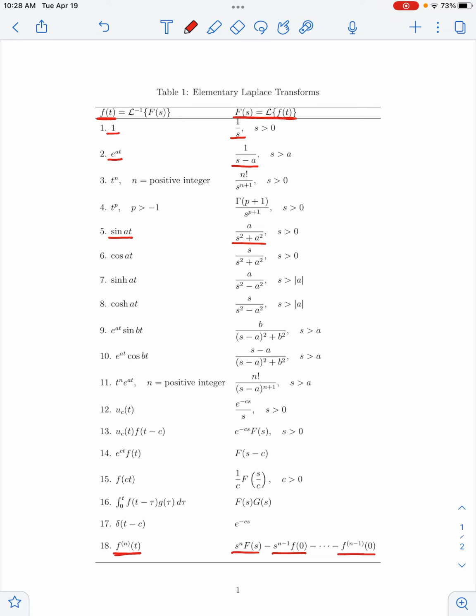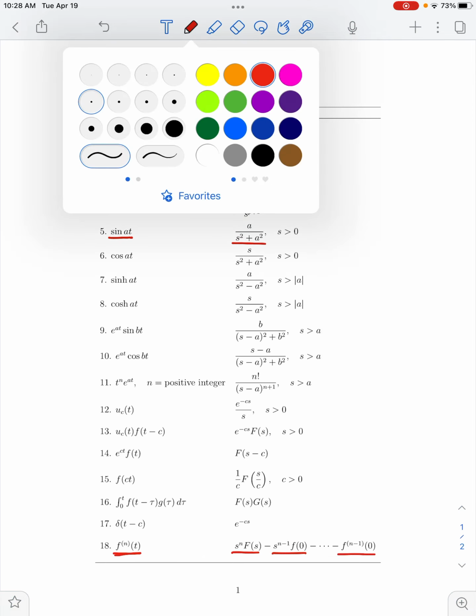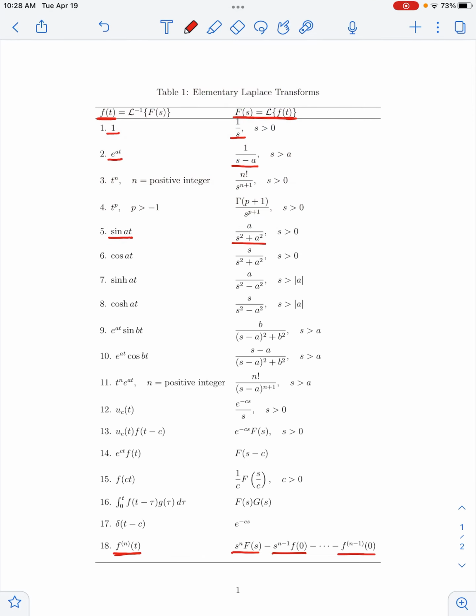Now, we can also think about using this table to find an inverse transform, because if we look at a function in the right-hand column, that is a function F of s, by determining its form, we could see which function little f of t in the left-hand column has that function F of s as its Laplace transform.